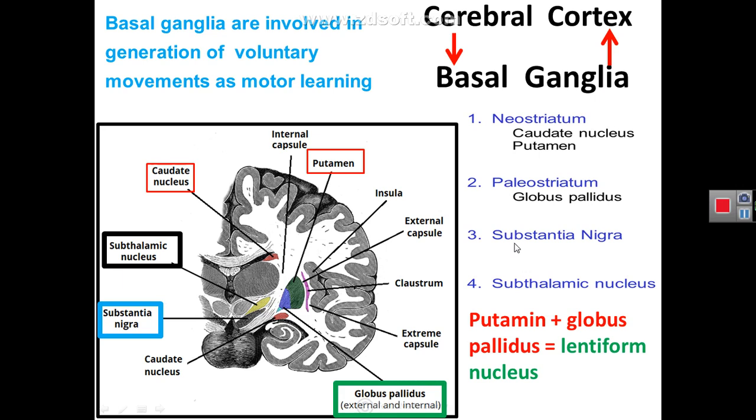The third part of the basal ganglia is the substantia nigra. The substantia nigra was described to you in the sections of the midbrain. We said that the midbrain contains a region appearing in the upper and lower sections of the midbrain that is called the substantia nigra. And the fourth part of the basal ganglia is the subthalamic nuclei, which we also discussed in the topic of the diencephalon.